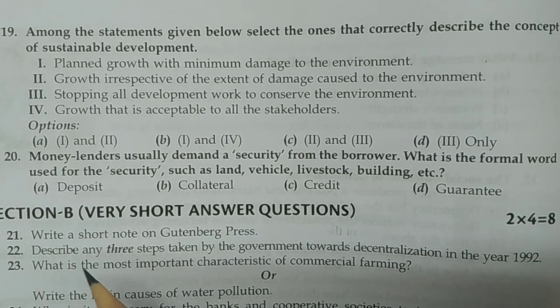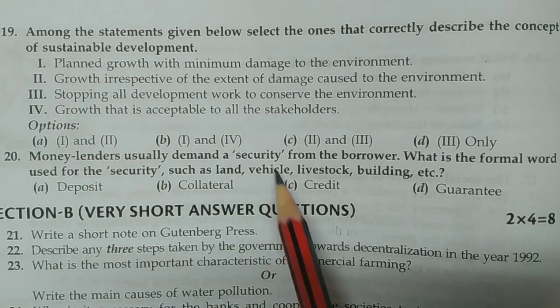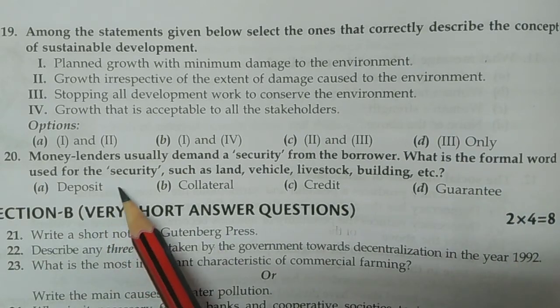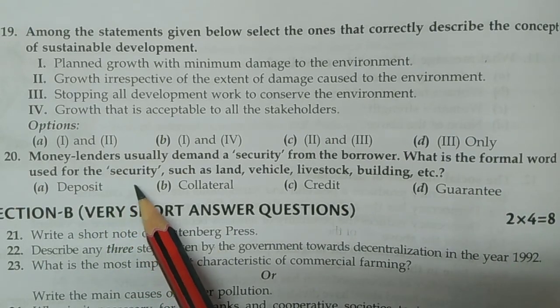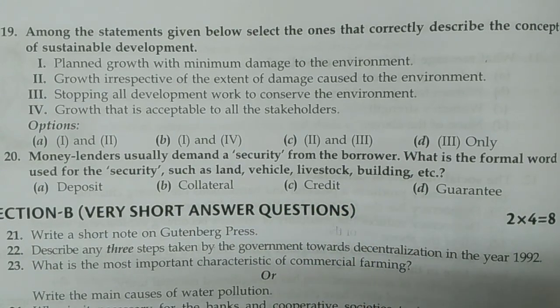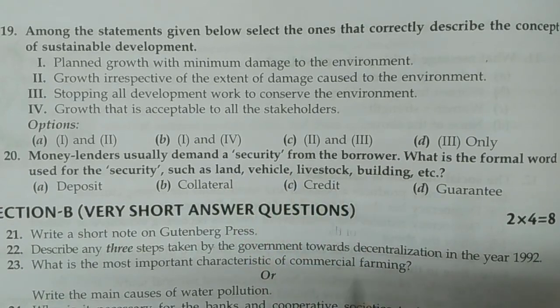Now question number 20. Moneylenders usually demand security from the borrower. What is the formal word used for the security such as land, vehicle, livestock, and building, etc.? You know that this is really a very important question, and you have completed it properly. What is the formal word which we usually use for that security? So you'll have to choose the correct answer.